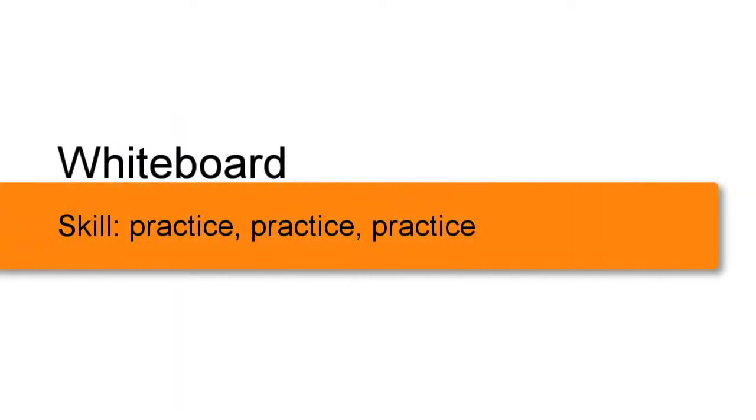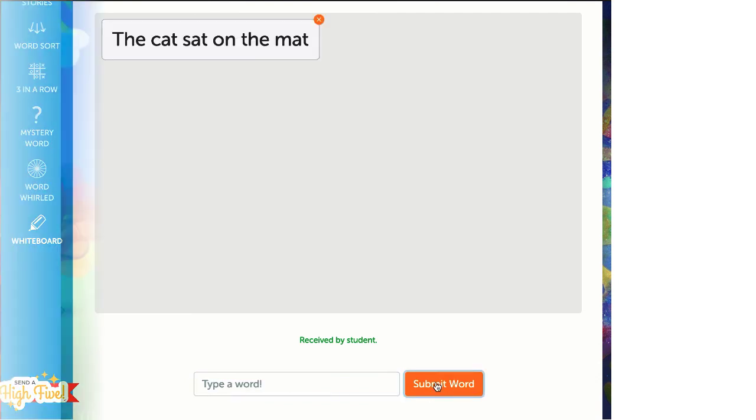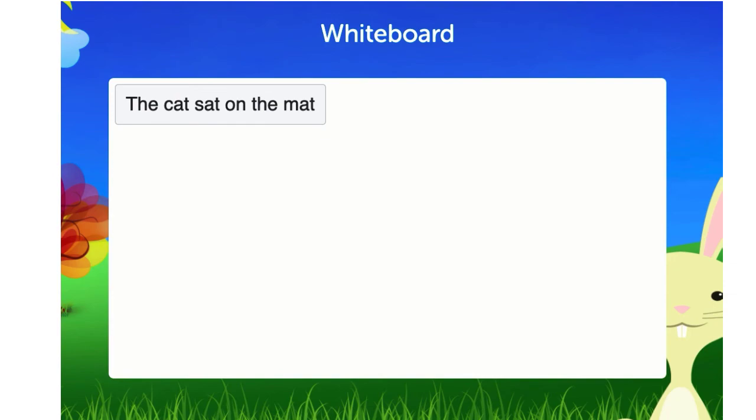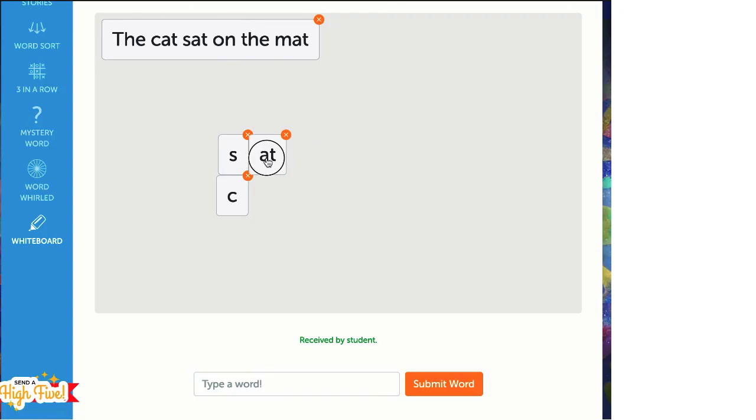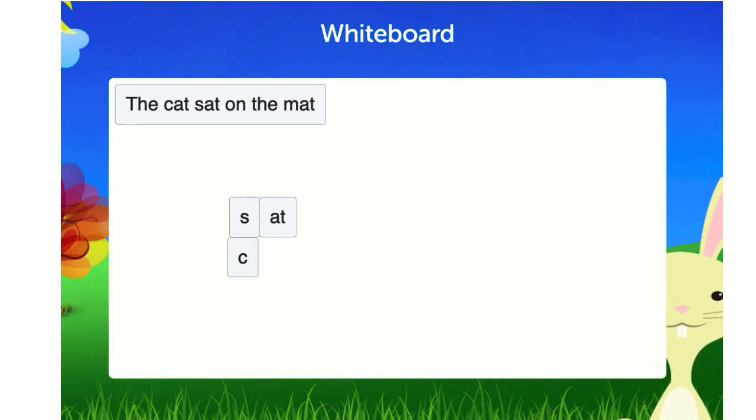The whiteboard simulates a magnetic board and is great for practicing spelling, difficult words, or making up fun stories. Type a word or phrase in the field at the bottom of the screen. When you click Submit Word, your student will see the same word or phrase on their screen. You can also move words and phrases around by dragging anywhere on the board.